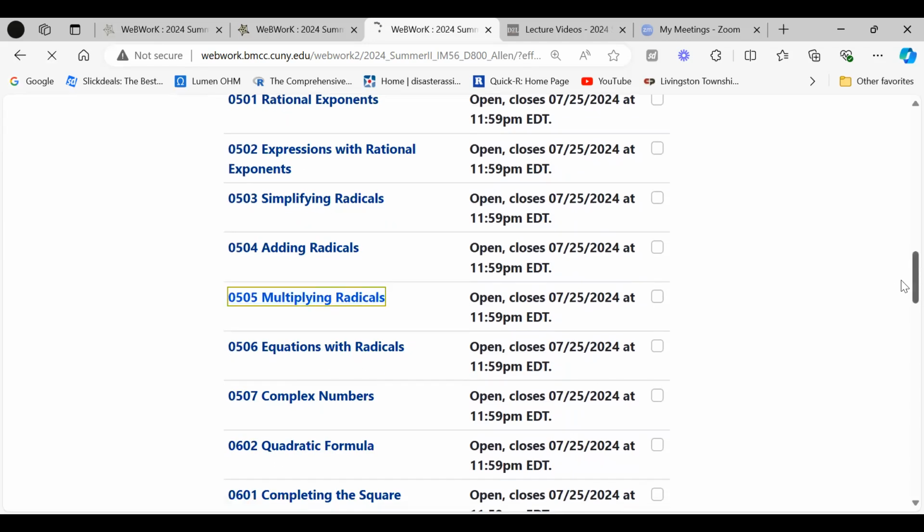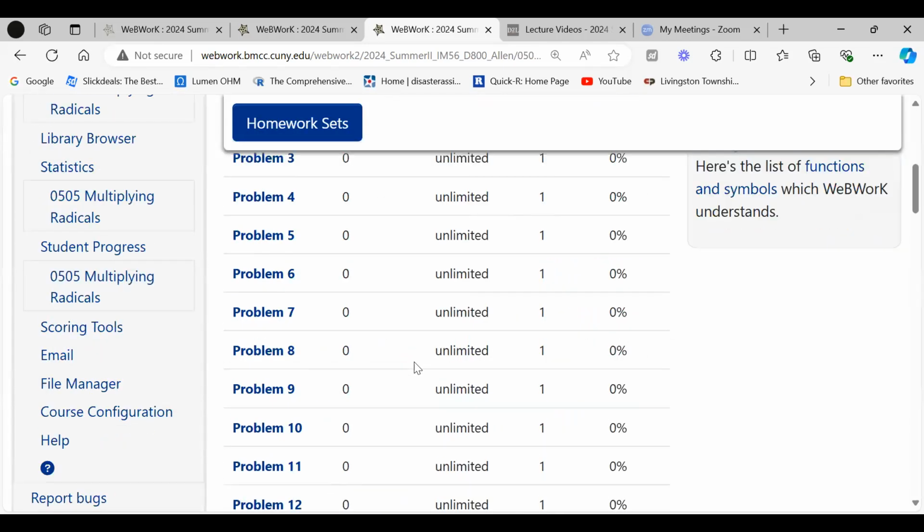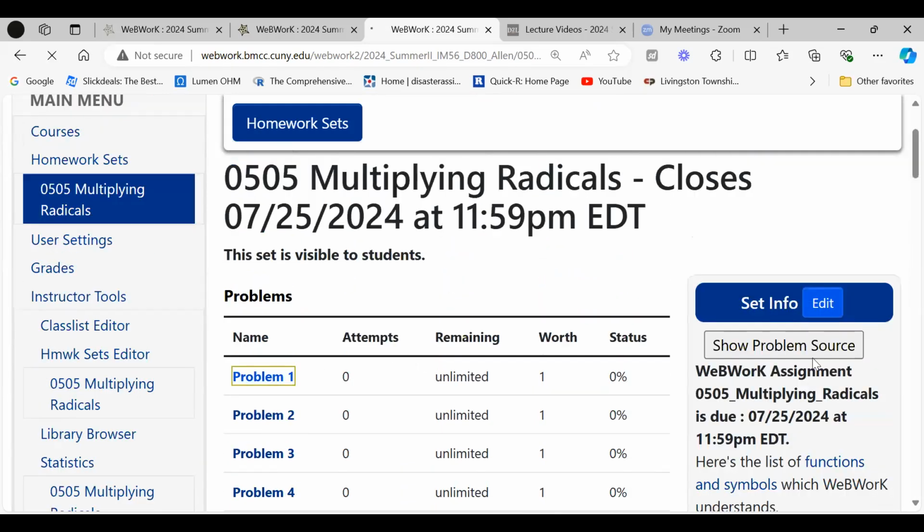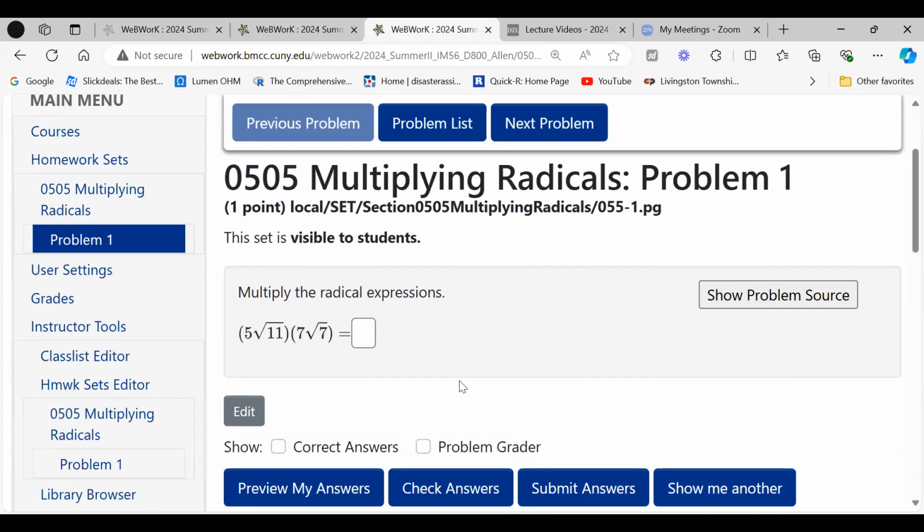So the next thing is multiplying. So adding, subtracting radicals. Next thing is multiplying radicals and sometimes dividing radicals. So let's look at the example here. Let's start with the multiplying.